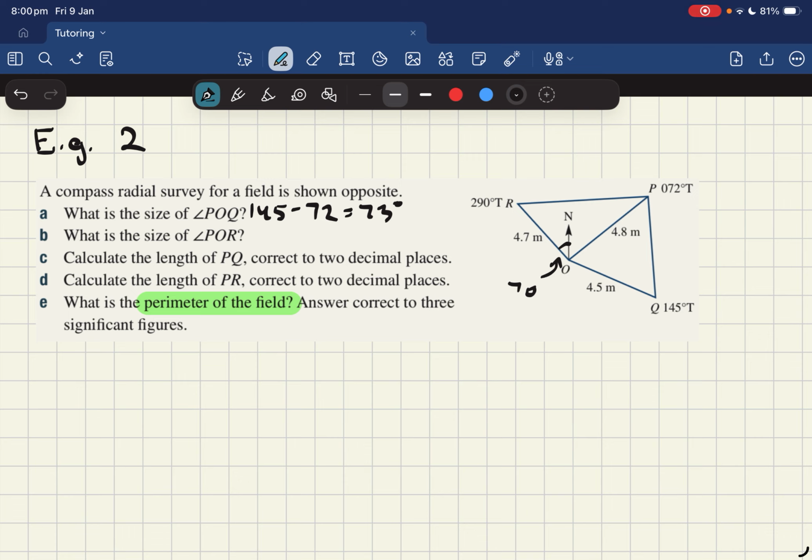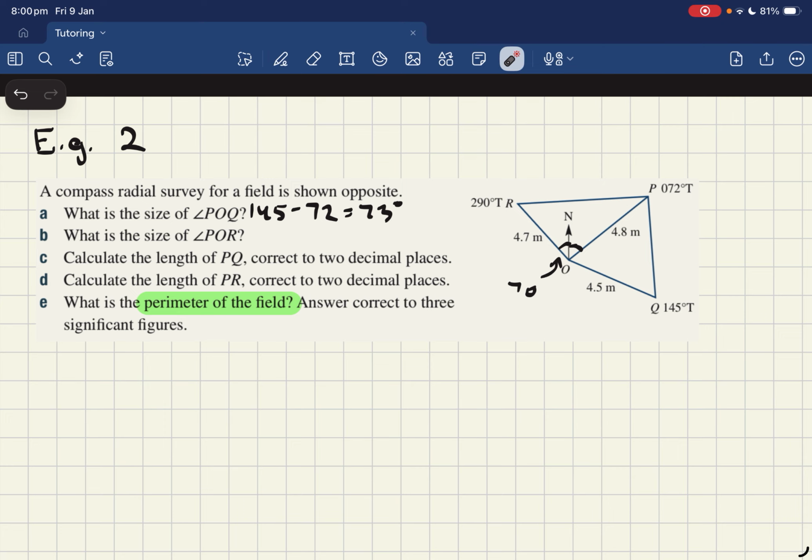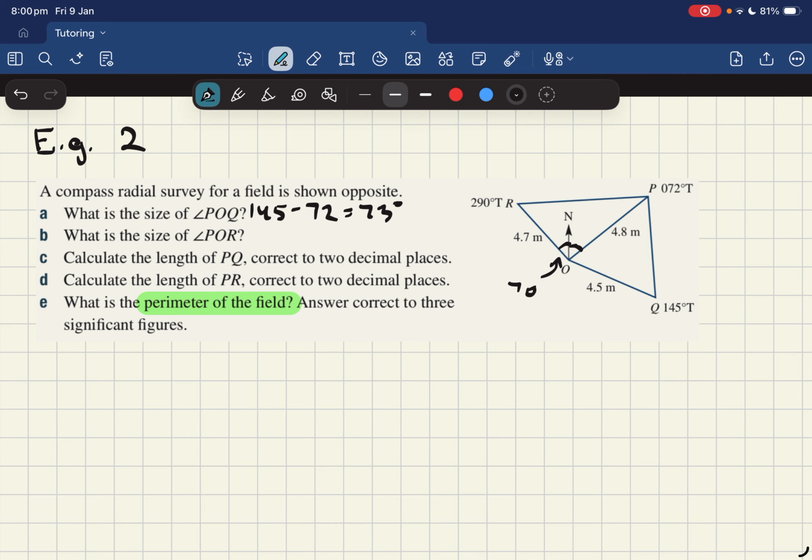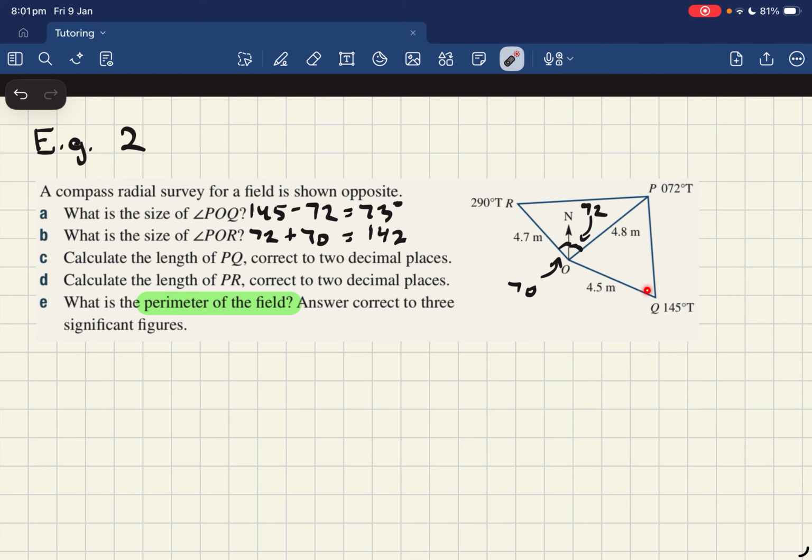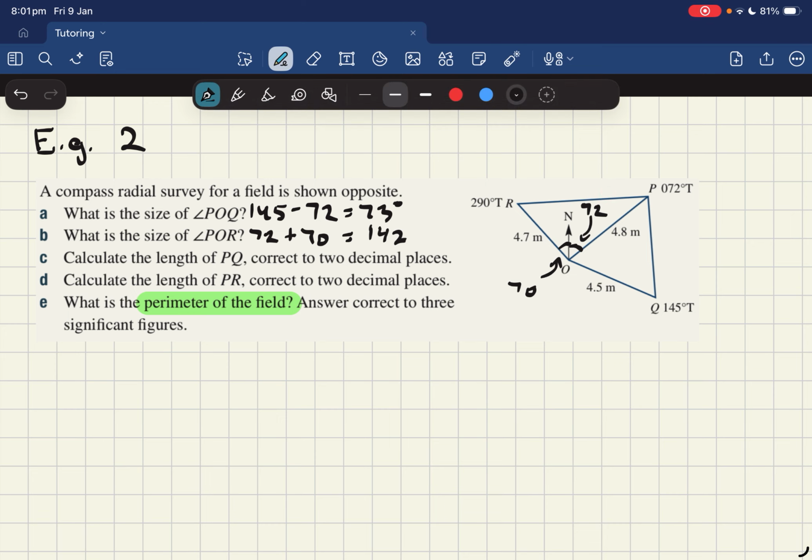And we're already given this angle here, NOP, as 72, because that's what this number tells us. It tells us the angle of this point from north is 72 degrees. So this guy in here is 72. So that means POR, that entire angle, is 72 plus 70, which equals 142. We are finding the length of, because to find the perimeter, that's what we're building up to, we need to add 4.7 plus 4.5 plus PQ plus PR. So we are finding these in part C.